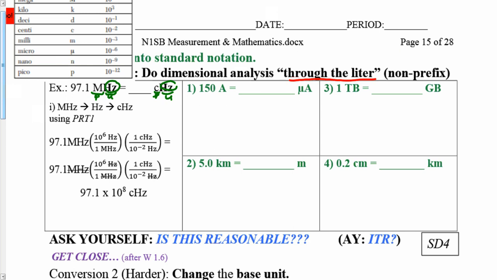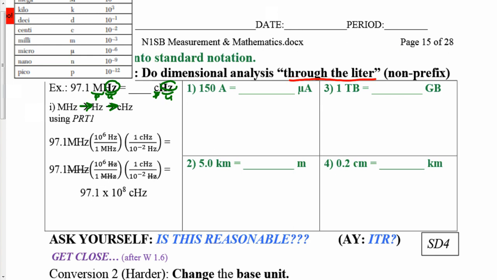When we say go through the leader, what we mean is take megahertz, turn that into hertz, and then take hertz and turn that into centihertz. So you go through the one that has no prefix. That's probably the simplest and most direct way of connecting to what you did last year.